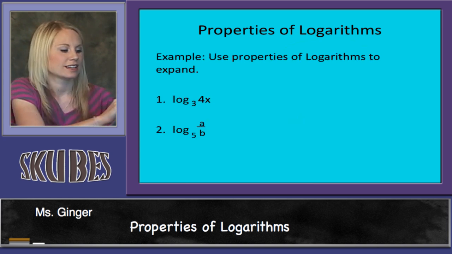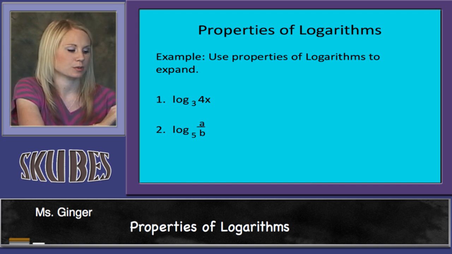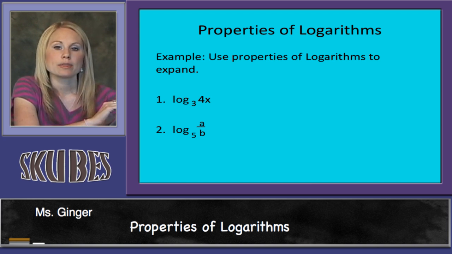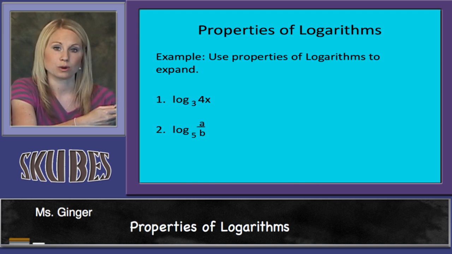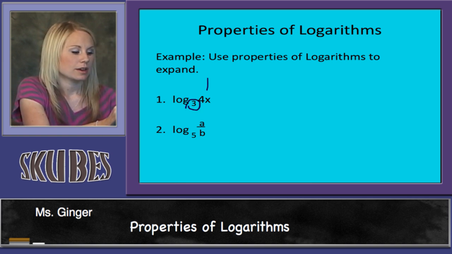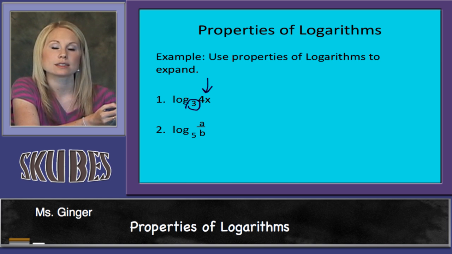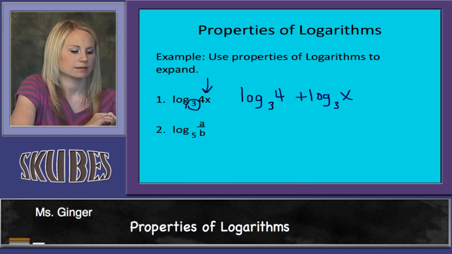All right, so it's time to practice. How can we use our properties to expand? Let's say our instructions are to expand the expression that we see. Well, one thing we need to remember is that when we expand, each of the terms that this grows into will have the same base, so they should all have a base of 3. I'm noticing right here that I see a product of 4 times x, so if you remember the product property, we're going to use addition to expand that. So this is going to become 2 log terms of base 3, one with the 4 and one with the x. So there it is.